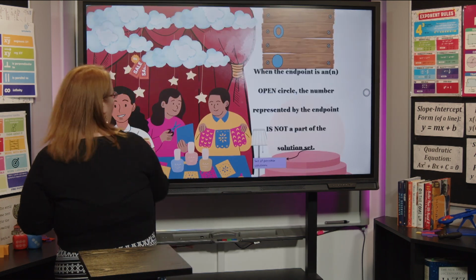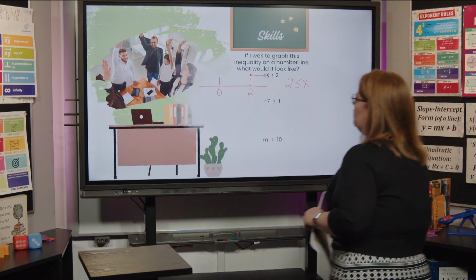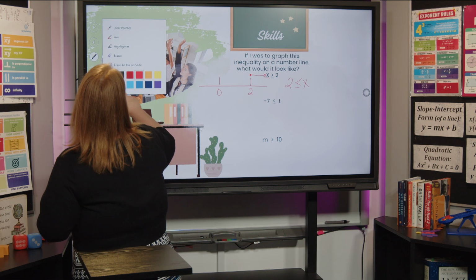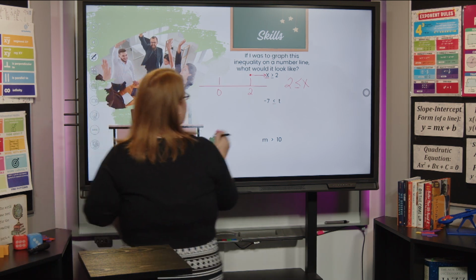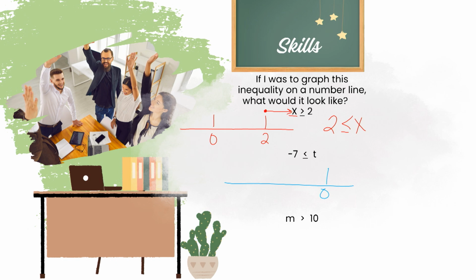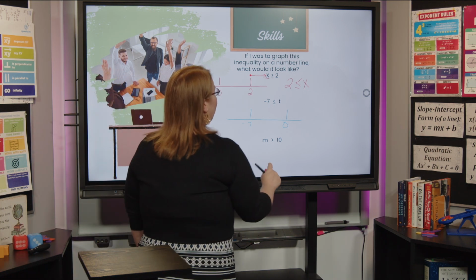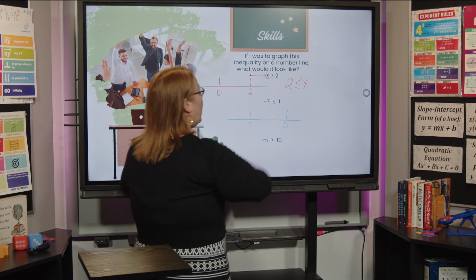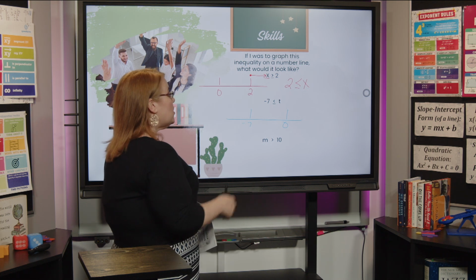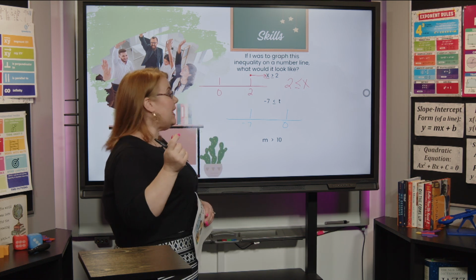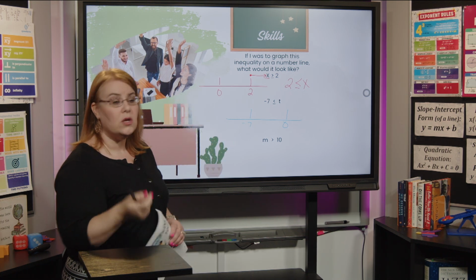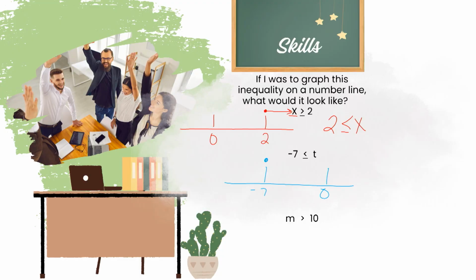Let me get a different color. I'm going to do blue. All right, so here's my number line. I'm going to put 0 and I'm going to put -7. Now, it says -7 is less than or equal to t. So I know that all of my possible t's are bigger than my -7. So since it's less than or equal to, that is what type of circle? It's a closed circle. So let's go ahead and graph this. So I have a closed circle and my t's are bigger, so I am graphing that way.